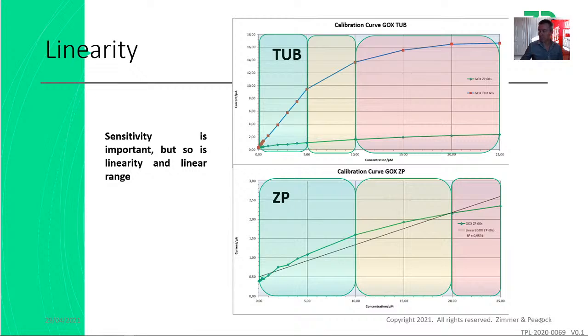I think life is a compromise, including science, and so you can't just have all the sensitivity in the world. If that was the case, then glucose sensors would be a lot easier. You actually have to balance sensitivity against linearity.